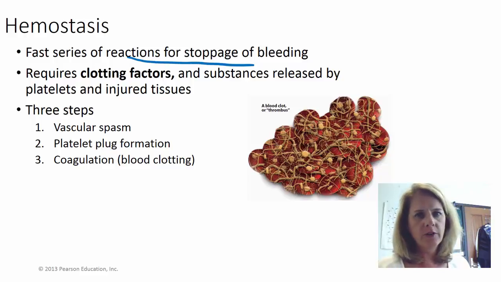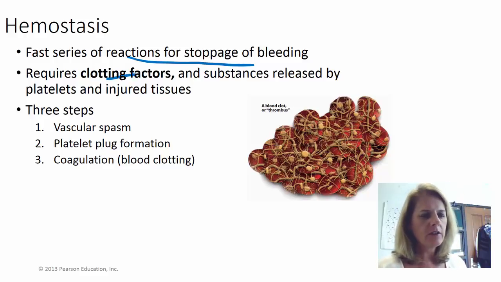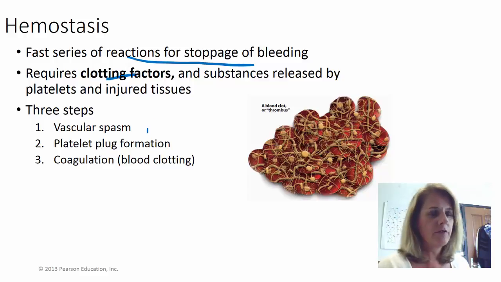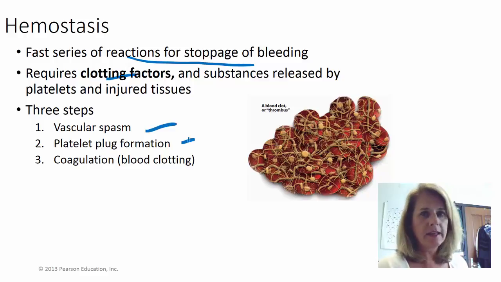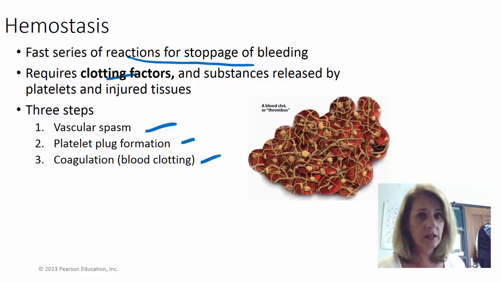And it requires you to have clotting factors, and we're going to talk about the different clotting factors, and also some other chemicals and substances that are released by platelets and injured tissues. When something is injured, a lot of chemicals are released, and that calls on the platelets to clump up and causes clotting. There are three steps when you're going to clot blood: a vascular spasm, a platelet plug formation, and then the actual coagulation, or the blood clotting.